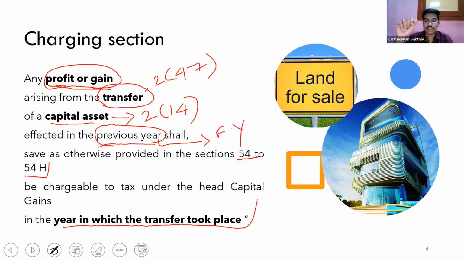So here you do not have the method of accounting, that is either accrual basis of accounting or cash basis of accounting. None of those things are there. So in whichever year the transfer is taking place, in that year the income is chargeable to tax under the head capital gains. Generally capital gains arises at a single point in time.